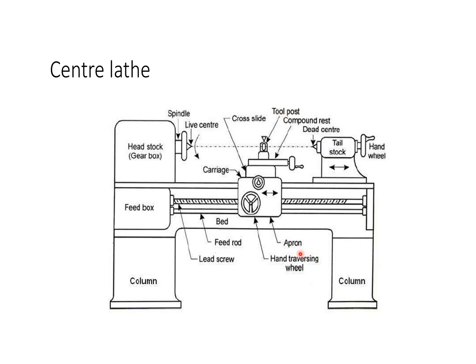Apron is the lower part of carriage. It is attached to the saddle and hangs in front of the bed. It contains gears, clutches, and levers for moving the carriage by a hand wheel or power feed.